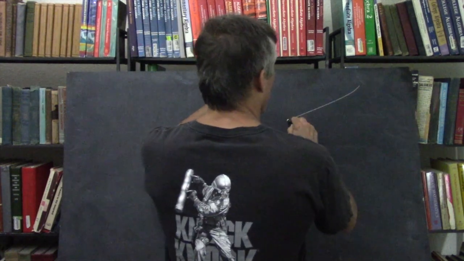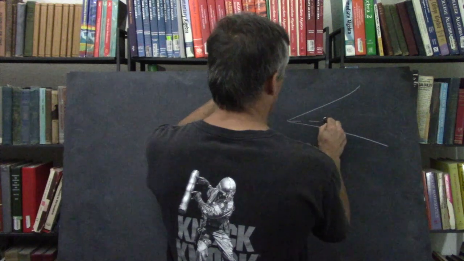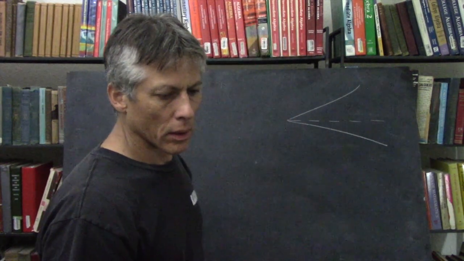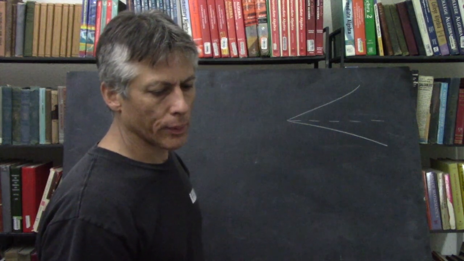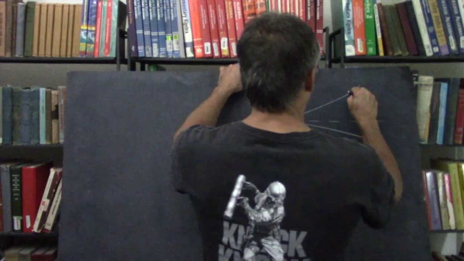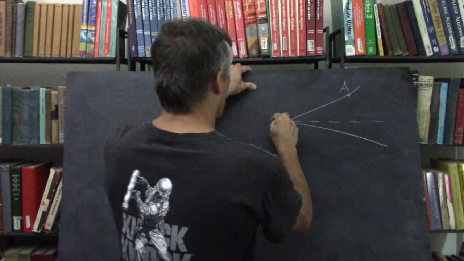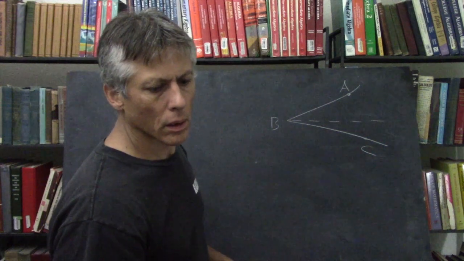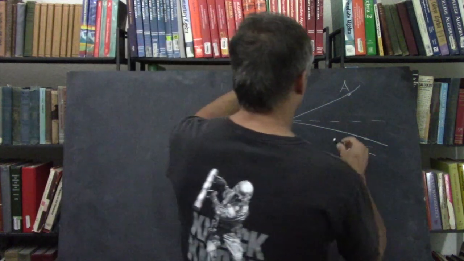Okay, so Theorem 4.7 and Theorem 4.8. Now, Theorem 4.7 says if a point lies on the bisector of an angle, the point is equidistant from the sides of the angle. So notice we have a drawing like this in the book. Lots of points, A, B, C, X, P, Z, Y.